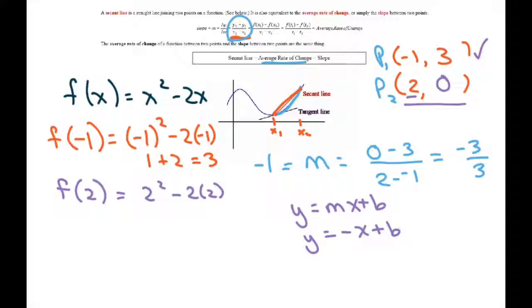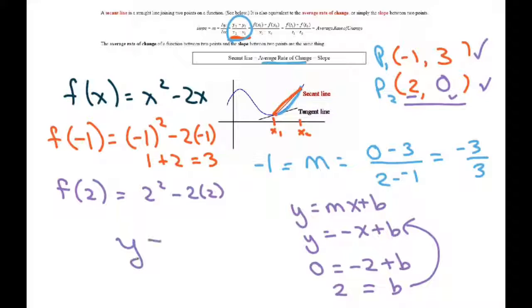and plug in one of these. It doesn't matter. I'll go ahead and use this because I like the 0 part. So we have 0 equals -2 plus b, so clearly b is 2. So our equation of our secant line, we just plug it back into there. Get y equals -x plus 2.